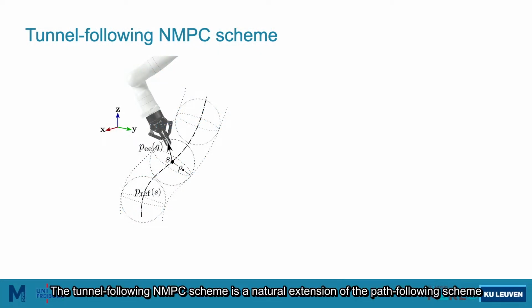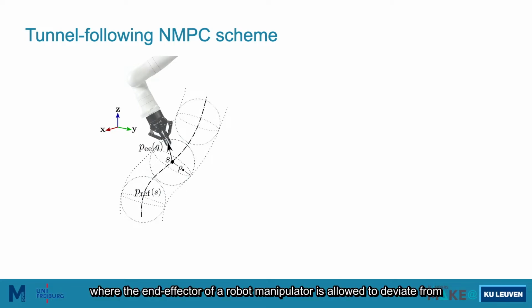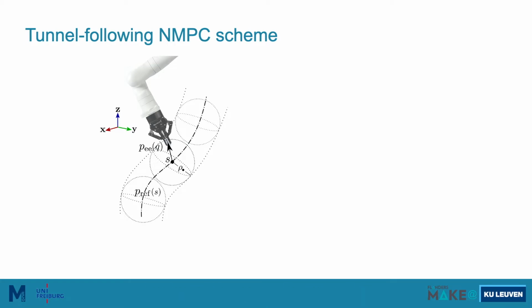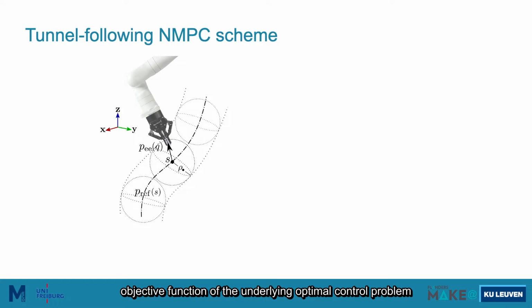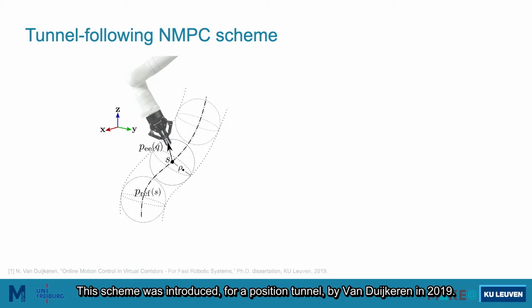The tunnel-following NMPC scheme is a natural extension of the path-following scheme where the end effector of a robot manipulator is allowed to deviate from a position reference up to a distance ρ, heavily penalizing any excursion beyond ρ in the objective function of the underlying optimal control problem. Such additional freedom can be exploited to obtain optimal motions. This scheme was introduced for a position tunnel by Van Duijkeren in 2019.